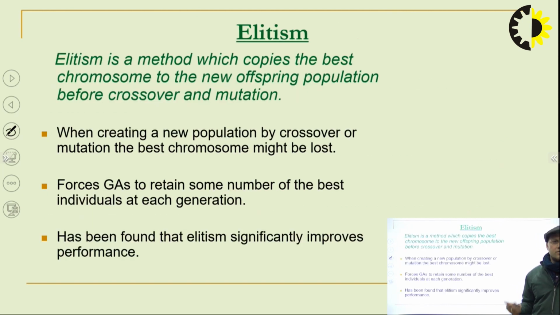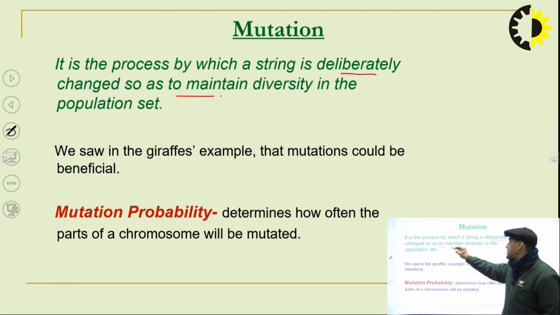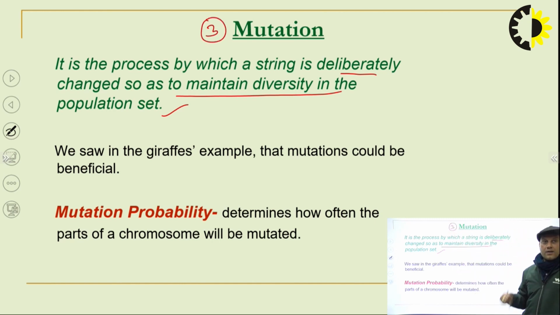Okay, so there are several terms. Elitism, this is important. This is a method that will copy the best chromosome to the new offspring. Elitism, this is also a term. Mutation is a process by which a string is deliberately changed so as to maintain diversity in the population set. This is our third important factor that is used in the algorithm.